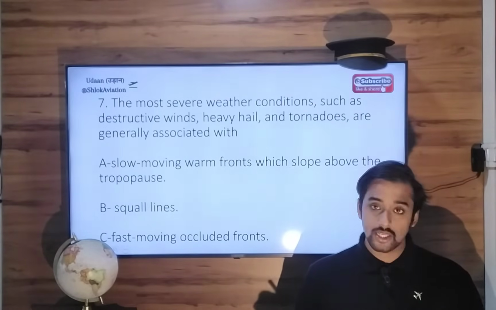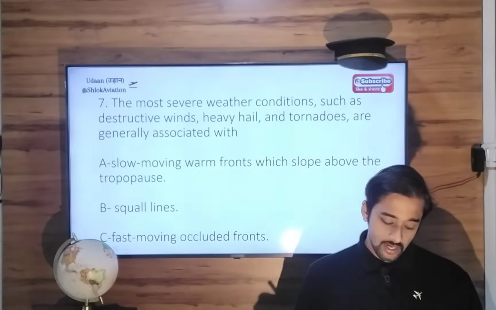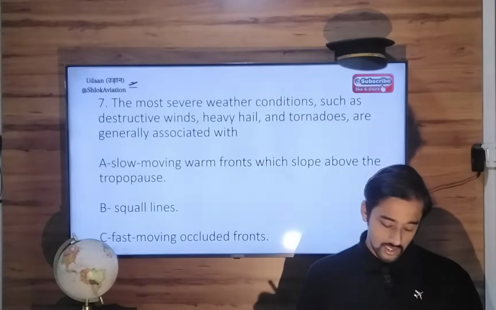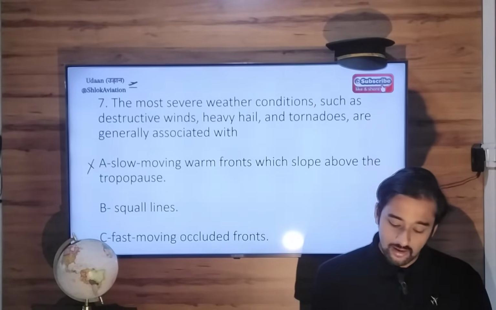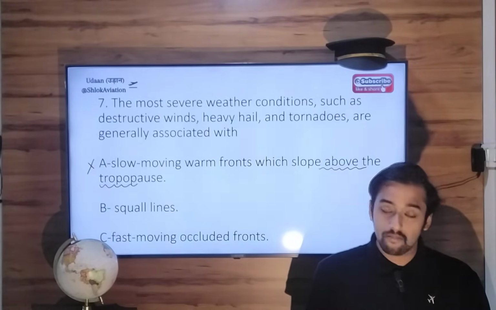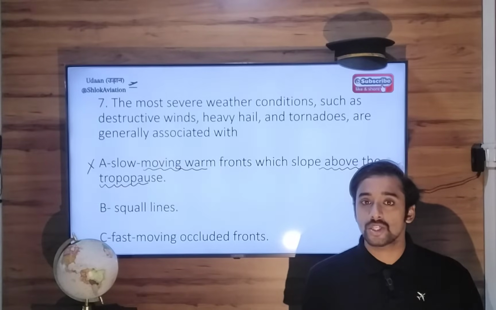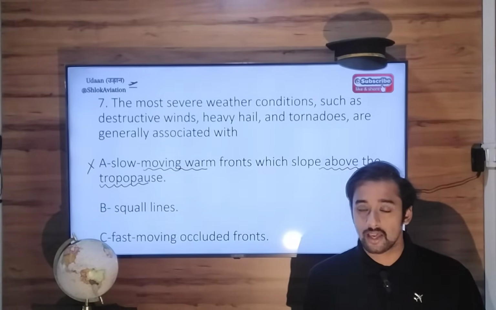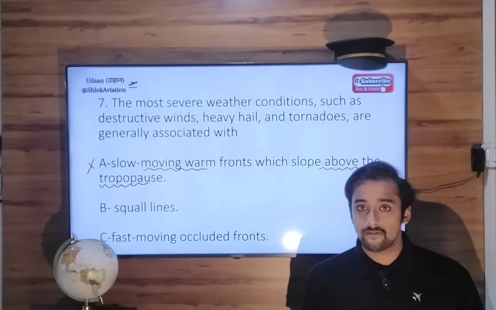Question 7. The most severe weather conditions like destructive winds, heavy hail, and tornadoes are generally associated with what? Is it associated with slow moving warm fronts which slope above the tropopause, squalls, fast moving occluded fronts? So option A can be eliminated because warm fronts never expand or extend above the tropopause in the first place. And second point is that warm fronts are generally associated with moderate or less harmful weather conditions like fog, rain, like that.